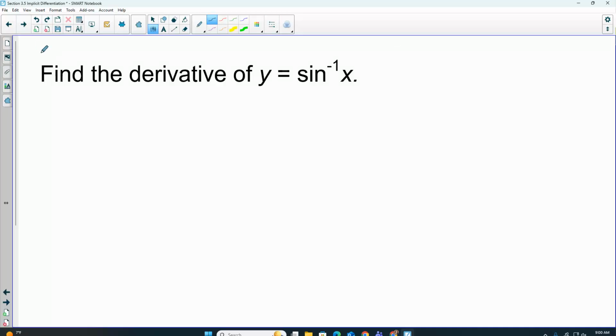Let's take a look. The second part of this is dealing with our inverse trig functions. So if I asked you to find the derivative of this, remember in this situation with the trig function, that -1 doesn't mean 1 over sine, it's asking for the inverse. So an inverse is like the angle. So if I said sine inverse of 1/2, I'm asking what angle makes sine equal 1/2. So we have to rewrite this before we can do anything.